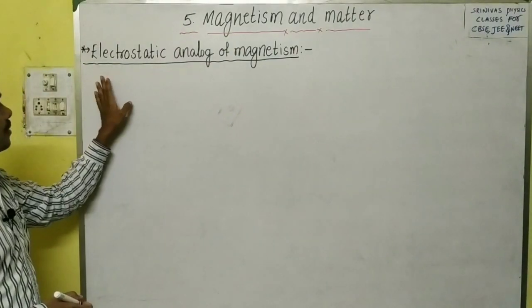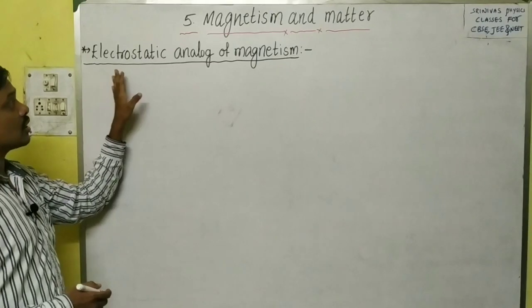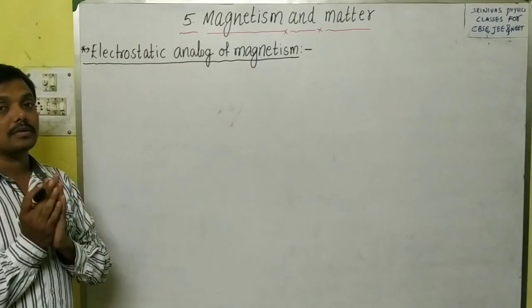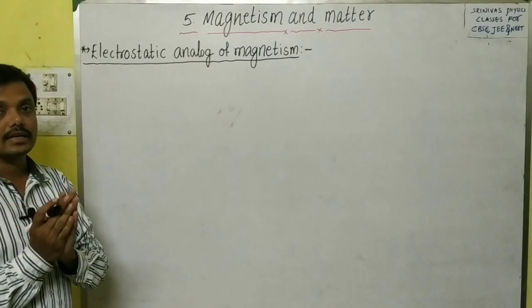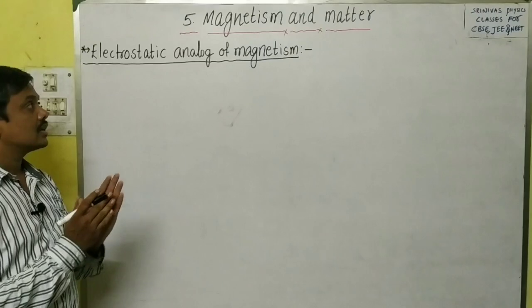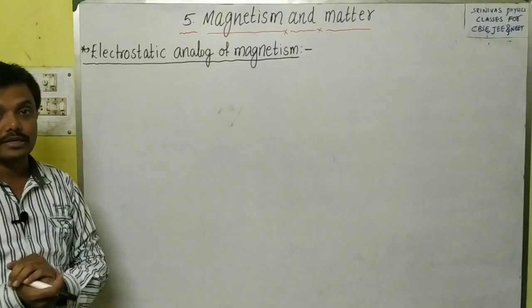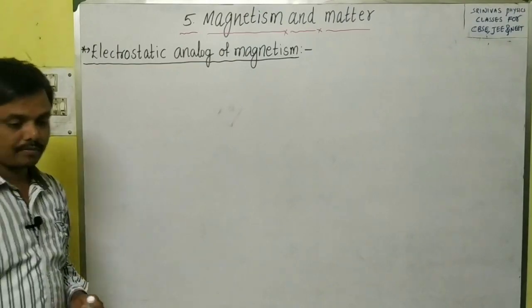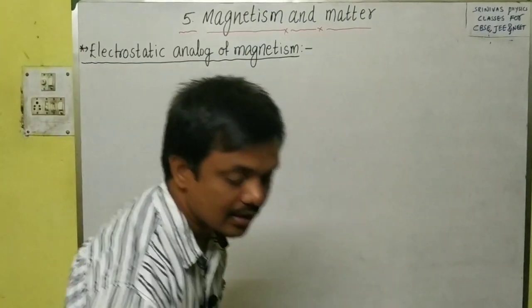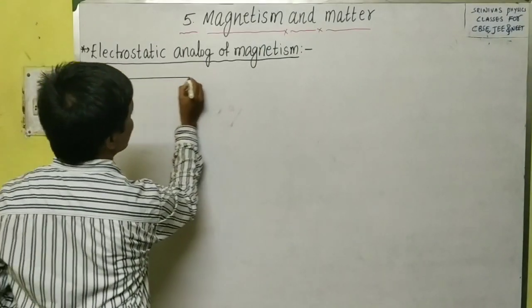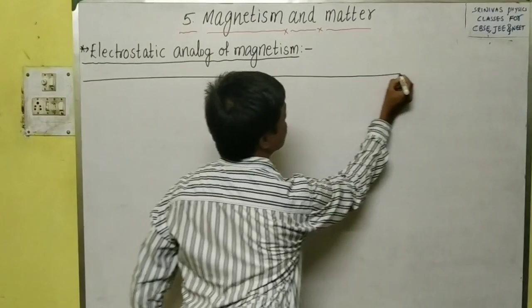And firstly I am going to give some idea, that is the electrostatic analog of magnetism. What is the relation between electricity and magnetism? Some few formulas in electricity and magnetism are similar, and those formulas I am going to explain. Listen very carefully, this topic is very important. First let us go for one table which links electricity and magnetism.